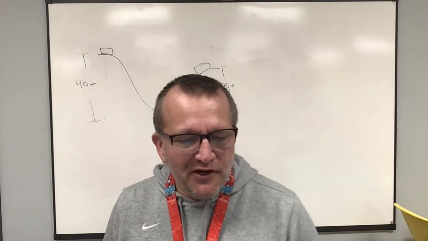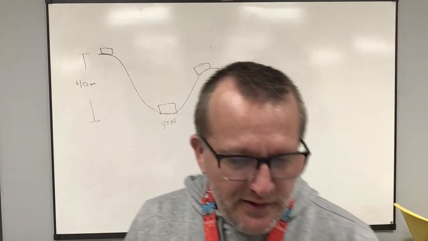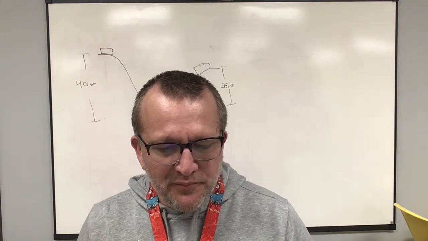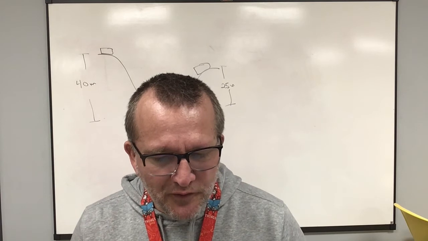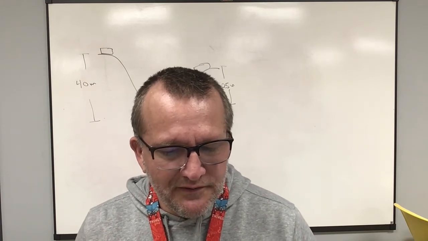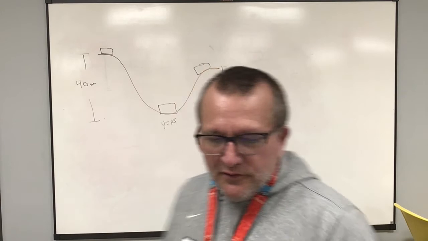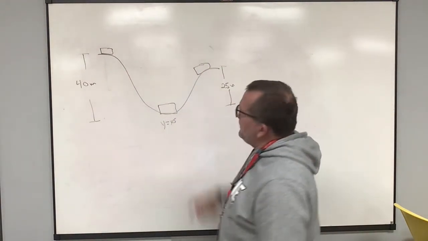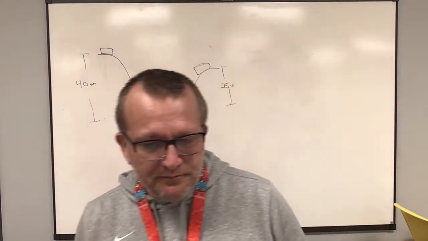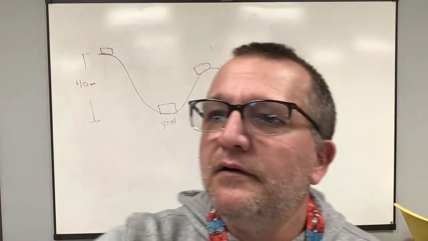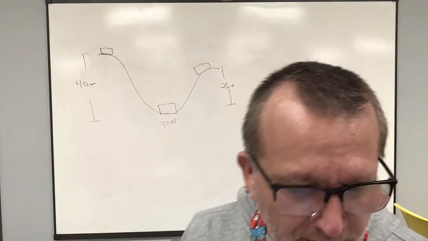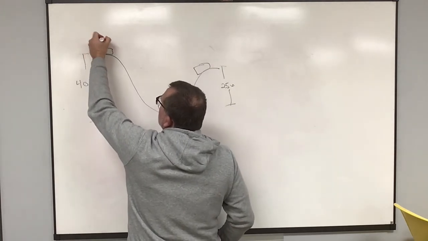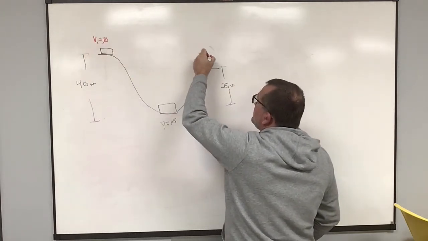Friction on a roller coaster car. So we have a car and it traveled a total distance of 400 meters. Determine the thermal energy produced and estimate the average frictional force of the car whose mass is 1,000 kilograms. So we start here, we go to here, we go to here. Okay, so it comes to a stop at the top. All right, so we have an initial velocity of 0 and a final velocity of 0.